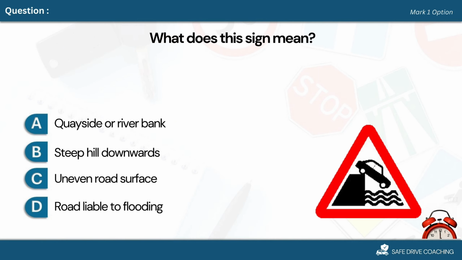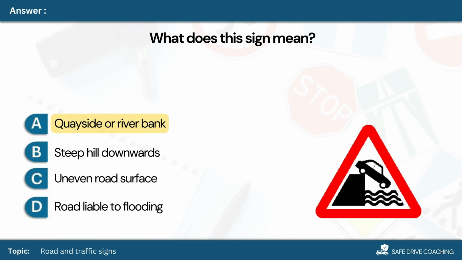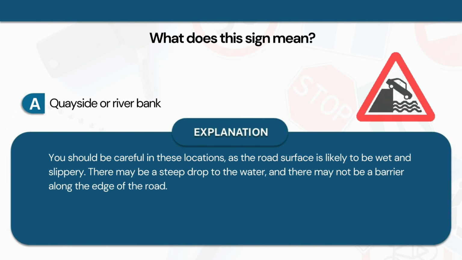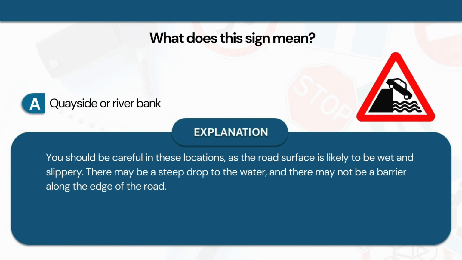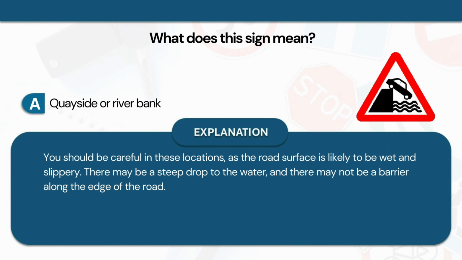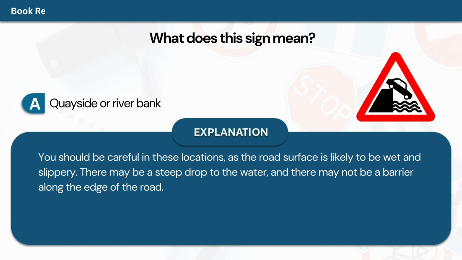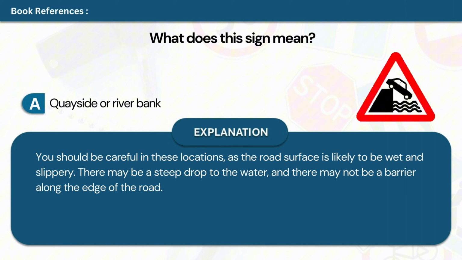The correct answer is A. Quayside or riverbank. You should be careful in these locations, as the road surface is likely to be wet and slippery. There may be a steep drop to the water, and there may not be a barrier along the edge of the road.